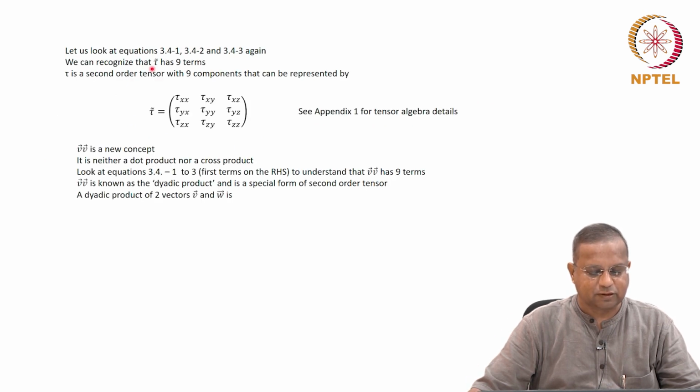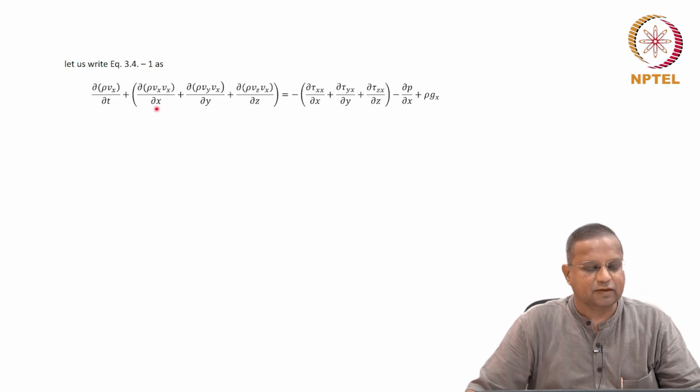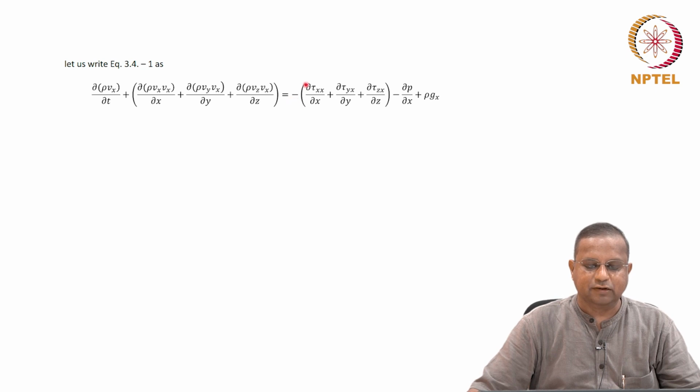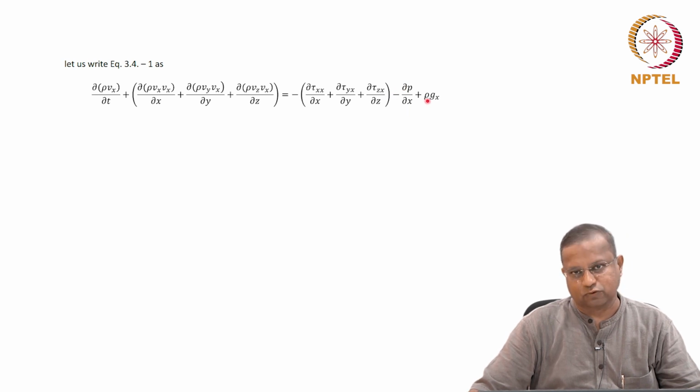This we have seen. So, ∂/∂t of ρVx plus ∂/∂x of the product of ρVx and Vx plus ∂/∂y of the product of ρVy Vx plus ∂/∂z of the product of ρVz Vx equals minus ∂/∂x of τxx plus ∂/∂y of τyx plus ∂/∂z of τzx, minus ∂p/∂x plus ρgx.